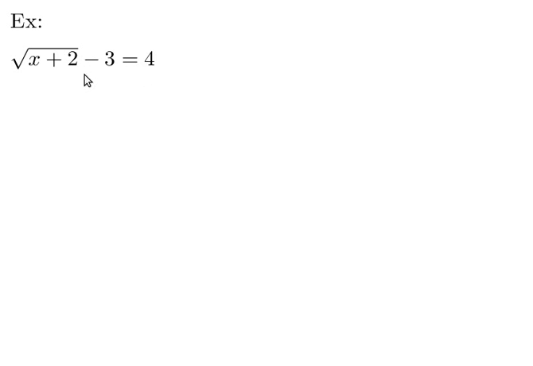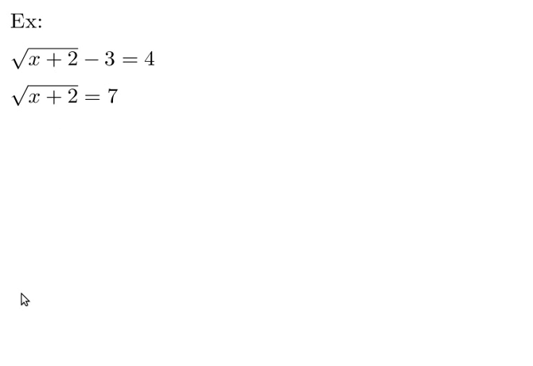Here we have a case where the radical is not yet by itself because we have this 3 here. So what we want to do is add 3 to both sides. I'm hoping that maybe one day my mouse writing will get better, but until then, that's a long way off. So let's go ahead and clear that off. We add 3 to both sides, and we get square root of x plus 2 equals 7. I just added 3 to both sides, and negative 3 plus 3 is 0, 4 plus 3 is 7. So now we're in a situation where we can square both sides of these equations.